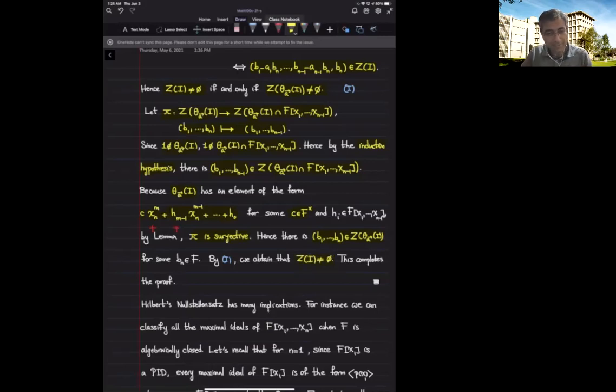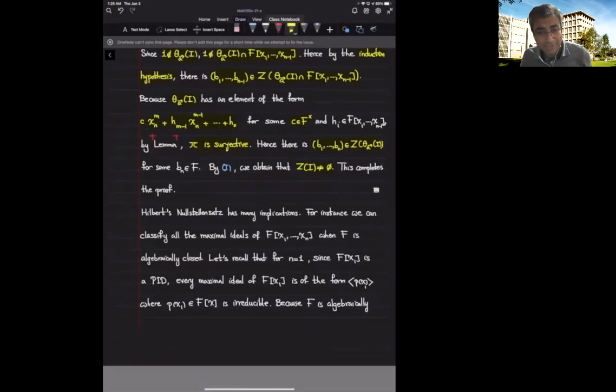So now we know what Hilbert's Nullstellensatz theorem is. Now, this theorem has many implications. For instance, we can use this to classify all maximal ideals of the ring of polynomials in n variables when F is algebraically closed. But for n equals 1, let's quickly recall that an ideal of the ring of polynomials with one variable is maximal if and only if it is generated by an irreducible polynomial. This is the case because it's a PID. For PIDs, we showed that an ideal is maximal if and only if it is generated by an irreducible polynomial.